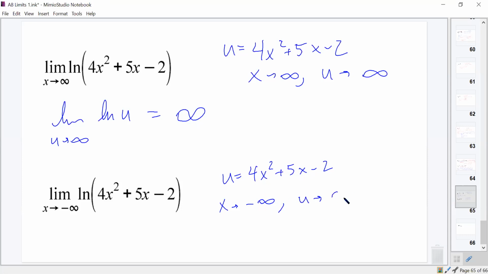Infinity. It should be positive infinity, right? Because I'm squaring that negative infinity, and that becomes very, very large. This piece dominates it. The rest of it becomes insignificant, right? And so it should go towards positive infinity. So we end up with the limit as u approaches infinity of natural log u, which once again is infinity.